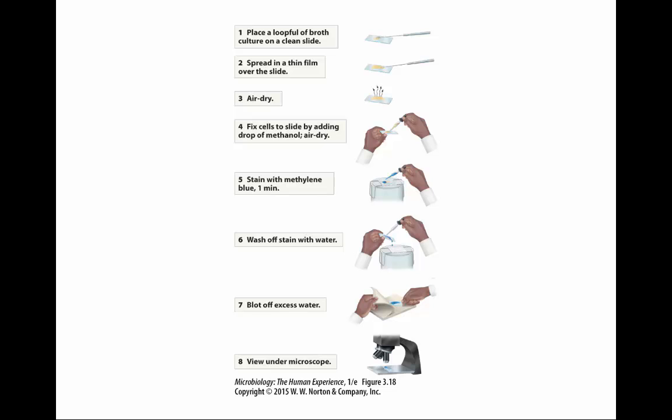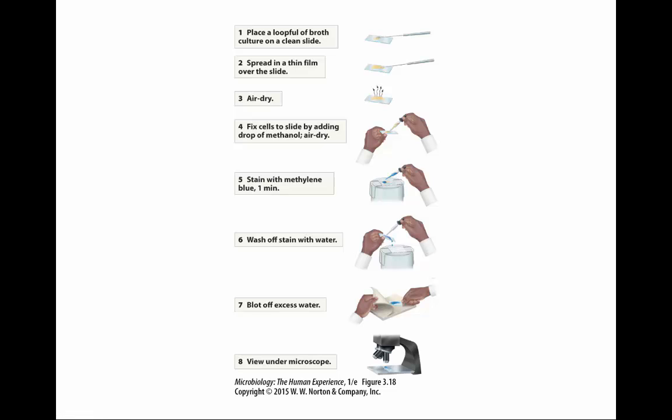So here, this diagram just shows you the simple procedure for making a stained slide. So you're going to spread the bacteria on a glass slide, allow it to dry, add the dye that you're going to use in this stain. In this case, it's methylene blue. You rinse the stain off, dry it, and then view it under a microscope. Depending on the type of microscope you're going to use, you may have to put a cover slip or do other processing techniques.